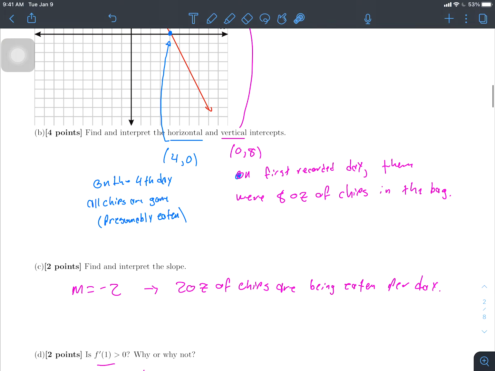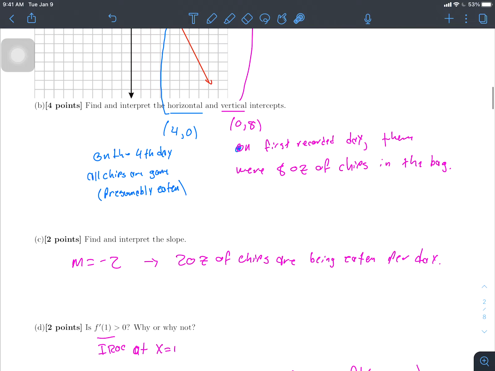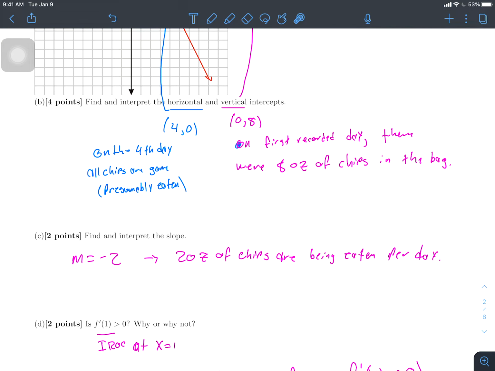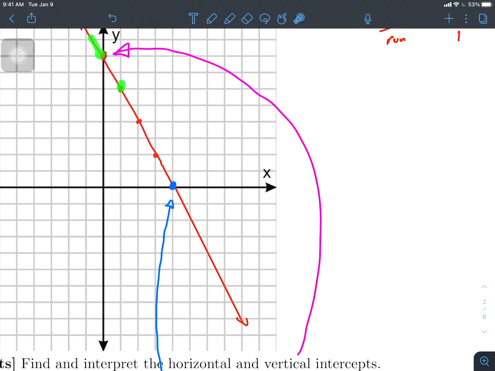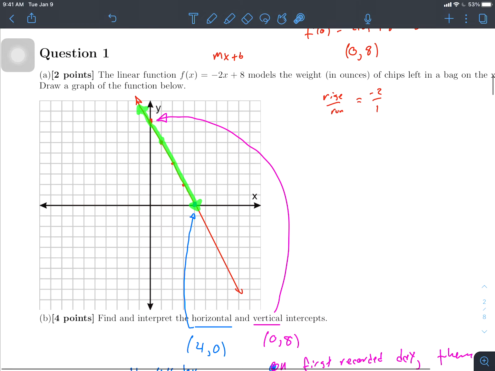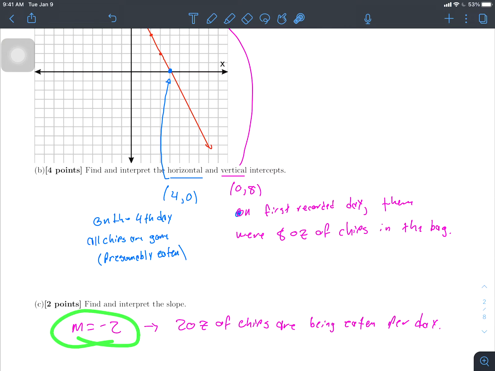Okay, and the last part of this problem was to ask ourselves, okay, is f prime of 1 positive? Why or why not? Well, we need to remember first that f prime of 1 is simply the instantaneous rate of change of our function at x equals 1. Okay, so it would be if we went to x equals 1 and we drew a tangent line, but of course a tangent line to a line is just that line itself, because linear functions have a constant rate of change. Okay, so the rate of change of a linear function is just the slope of that function.